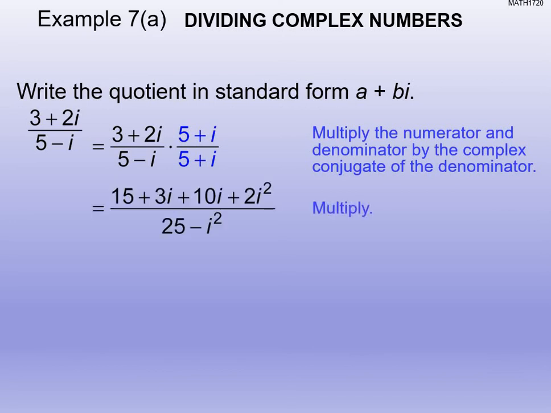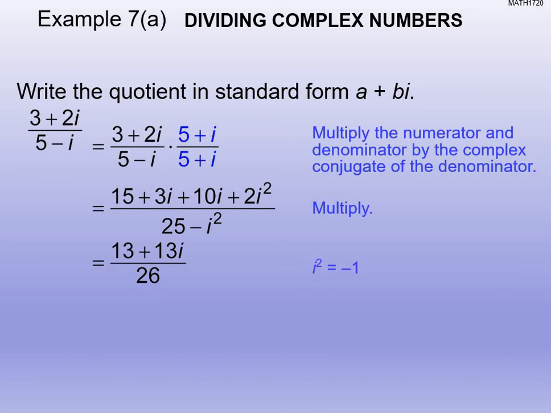So literally just FOIL everything out. I don't think I need to go through all the little steps again. But you end up with 15 plus 3i plus 10i plus 2i squared. Remember, it only eliminates the complex piece on the bottom, not on the top. Then on the denominator, we have 25 minus I squared. That I squared gets translated into negative 1. Same with the one on top.